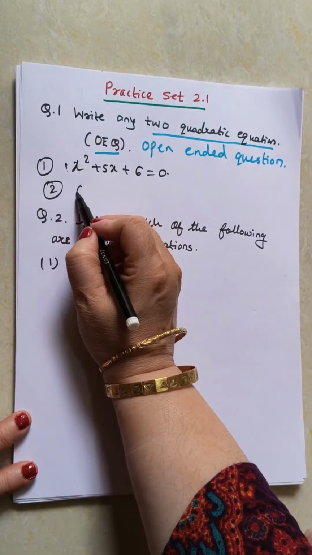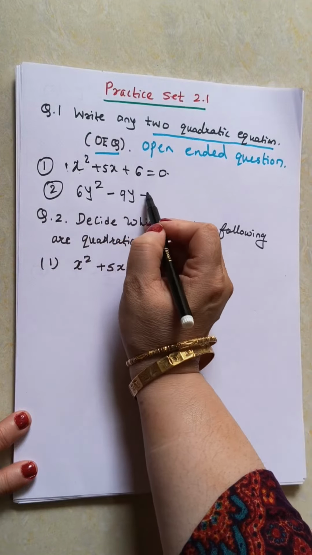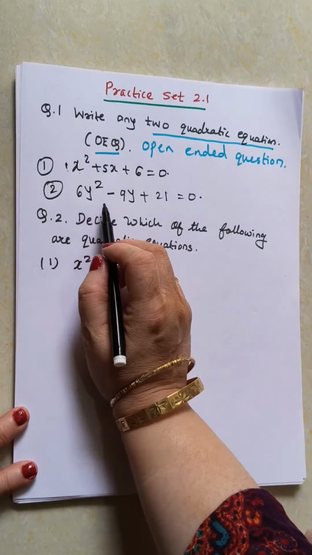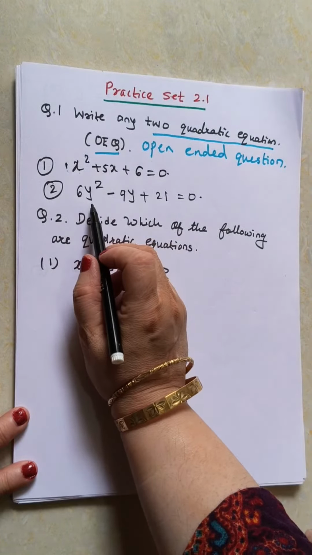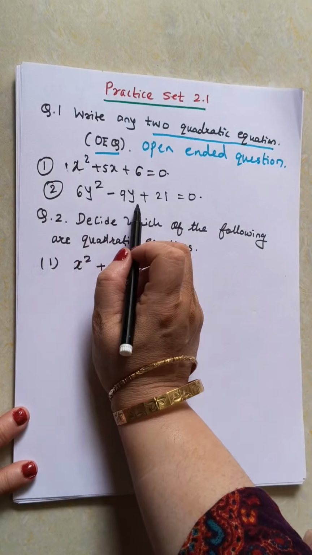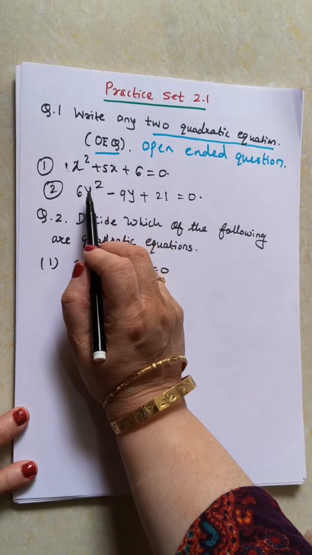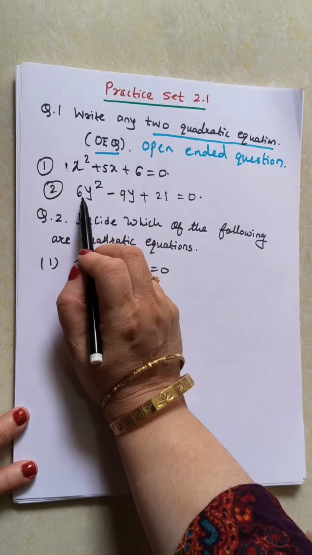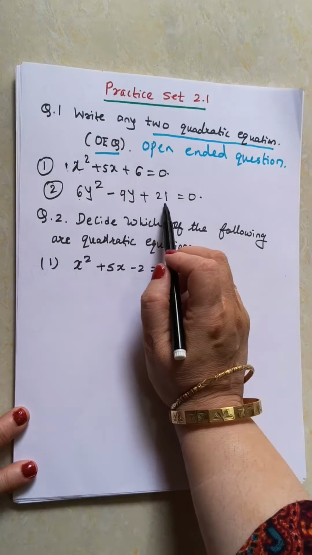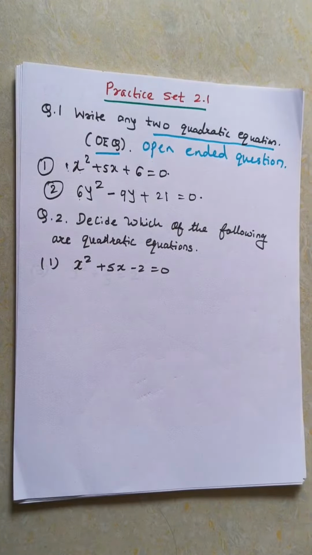Now the second one: 6y square minus 9y plus 21 is equal to 0. So here in this second quadratic equation, you see which is the variable? y is the variable. Only one variable you can see, that is y. And y's maximum index number is 2. So it is quadratic. And third, a is 6, b is minus 9 and c is 21, which are real numbers. So this is a quadratic equation.